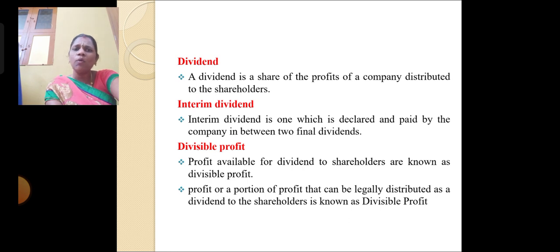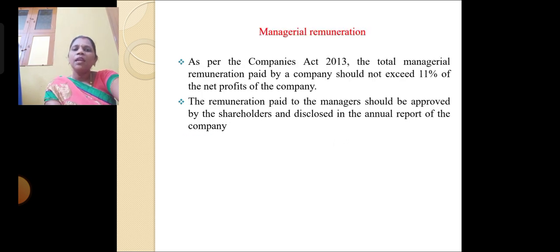Next, we discuss divisible profit. Profit that is available for dividend to the shareholders is known as divisible profit. The profit, or portion of the profit, that can be legally distributed as dividend to the shareholders of the company is known as divisible profit.